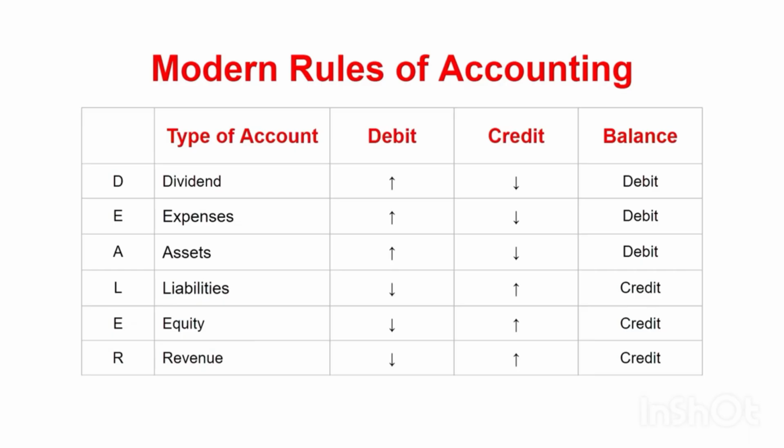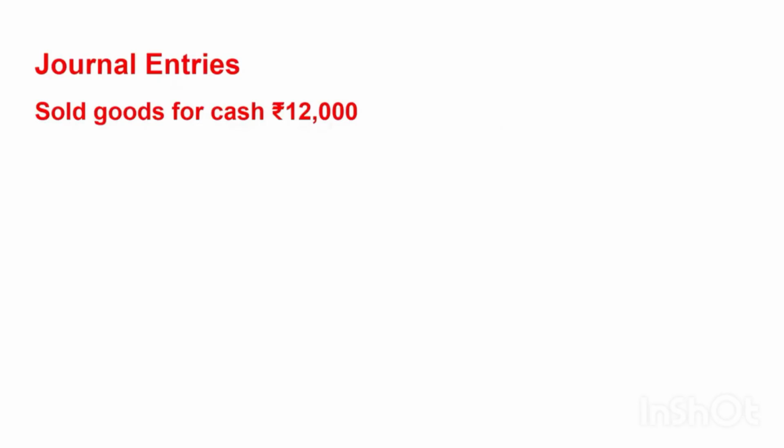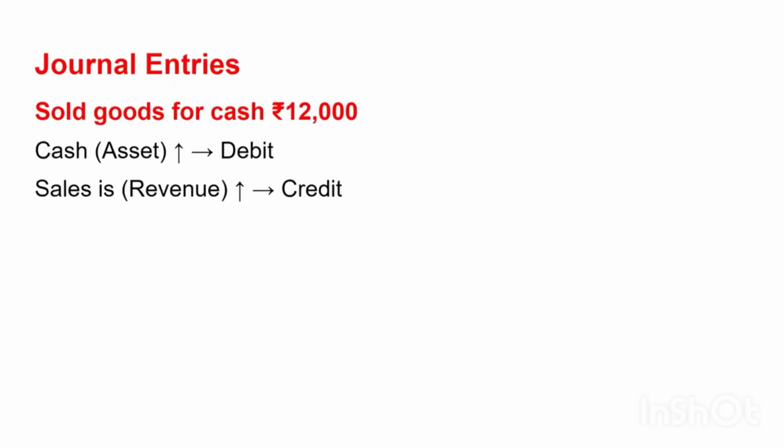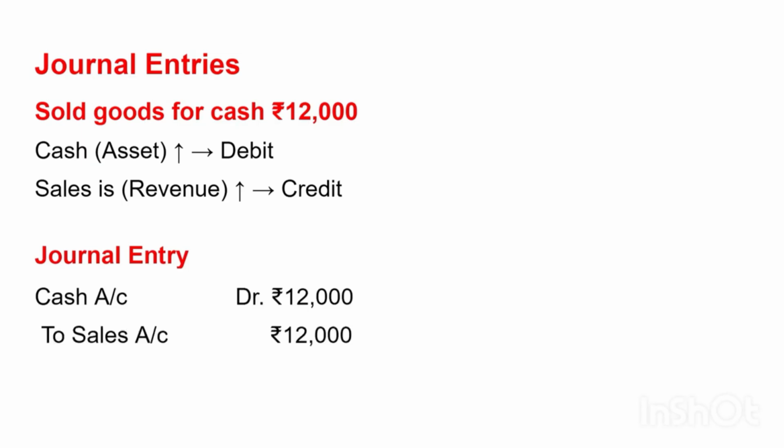Now let's look at some of the examples. Sold goods for cash rupees 12,000. Cash is an asset and it increases, so it is debit. Sales is revenue and sales increases, so it is credit. Journal entry: cash account debit rupees 12,000 to sales account rupees 12,000. Narration is being sold goods for cash.